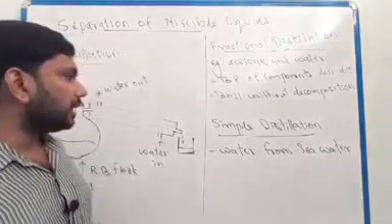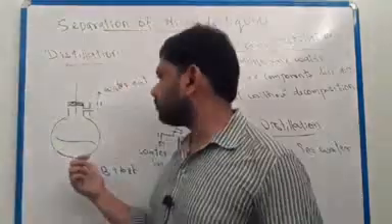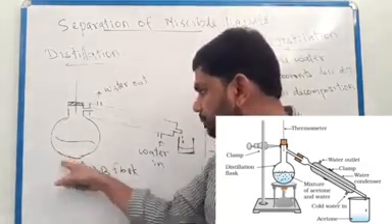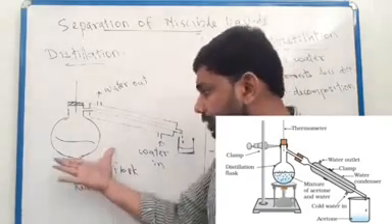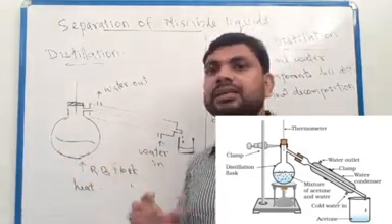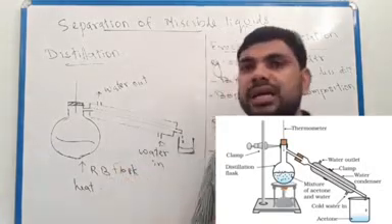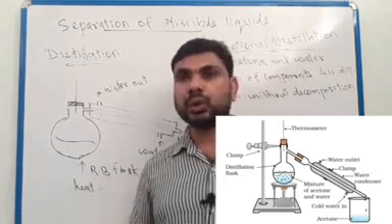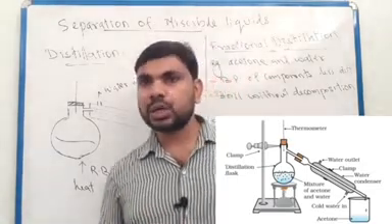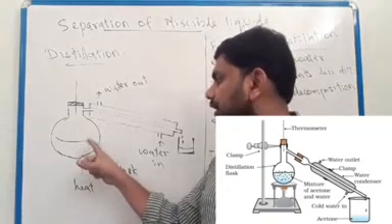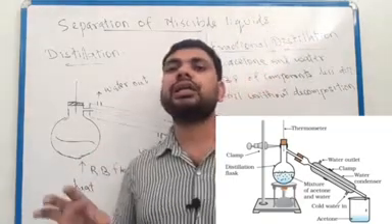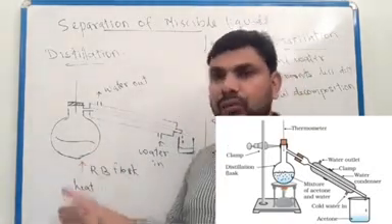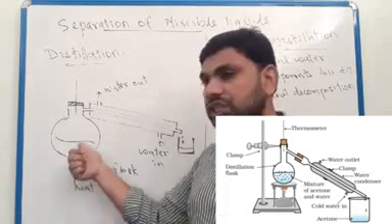Let us see here, this is the apparatus used for distillation. For distillation we will use a special type of flask, a round bottom flask. The bottom part of this flask is round in shape, that's why we say round bottom flask, RB flask, or we can say distillation flask. We will take the mixture in this flask, and we will heat the mixture here.